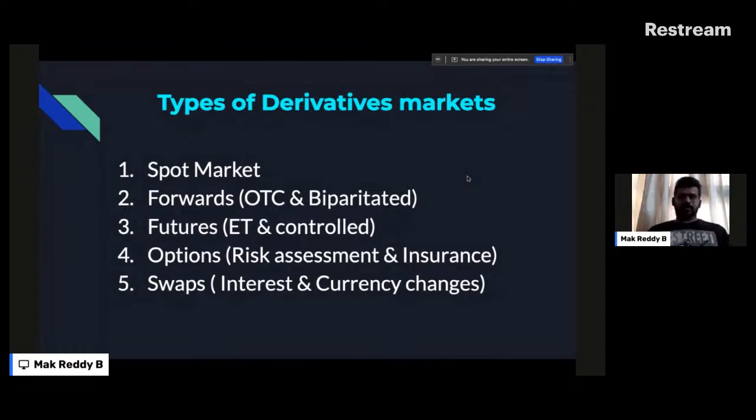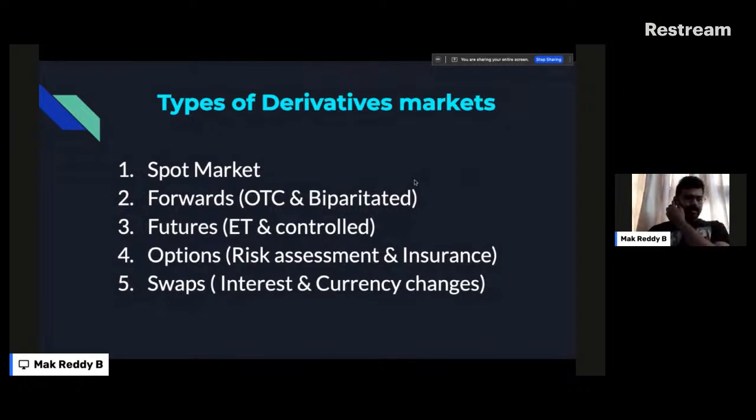It has been moved to exchange, where you can control the environment, you exactly know what is happening, and you have a regulatory body and everything. So spot market exists only for commodities as of now, and currencies are also traded in spot market. Then comes the forwards market.